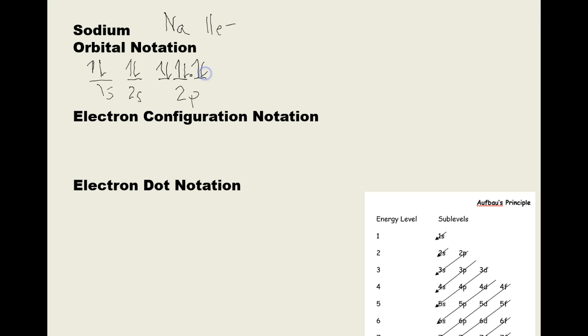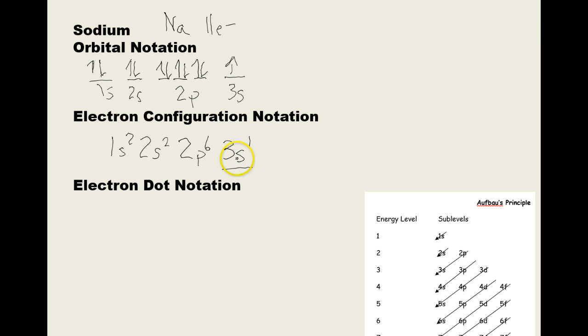Count up the number of electrons every so often. So we've used 2, 4, 6, 8, 10. We have 1 electron left. That electron is going to go into the 3s, 1 single electron. All right, electron configuration notation. We have the 1s2, 2s2, 2p6, 3s with 1 electron. The third highest energy level, I'm going to underline that. Don't mix it with the 2p6.